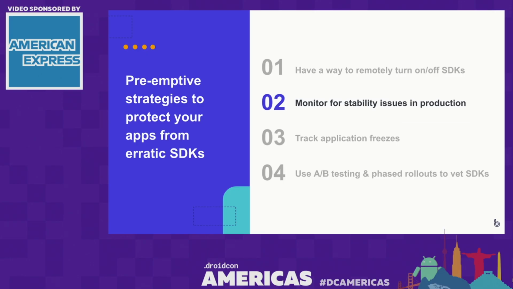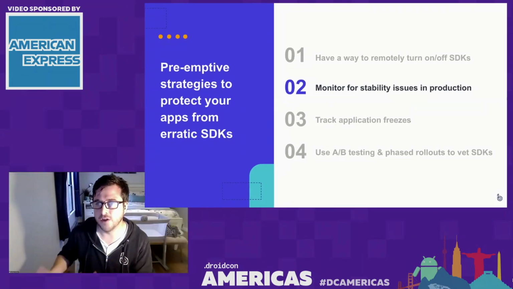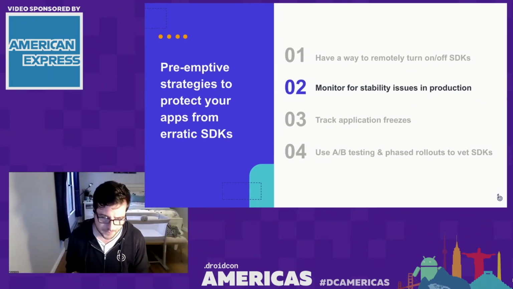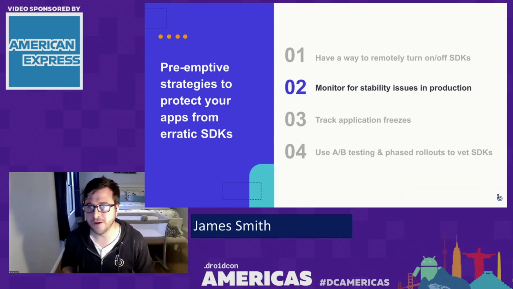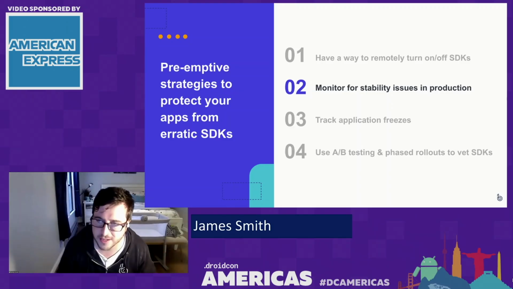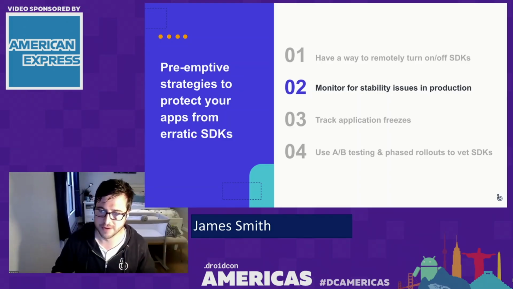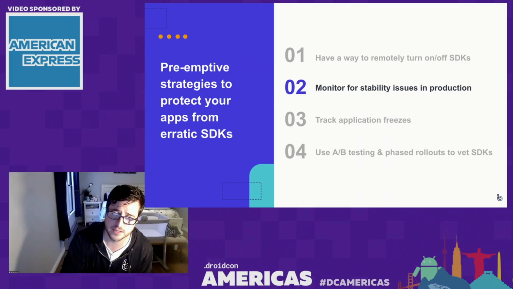So what if you can't do that? Or what if you've done that and you want to make sure that you know when there's a problem? In fact, what if you want to know when to turn it off? Well, this should be obvious, again, to most people, but you should monitor for stability issues in production releases or any releases that are in the hands of your customers.